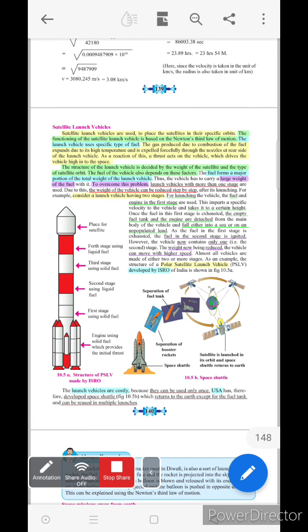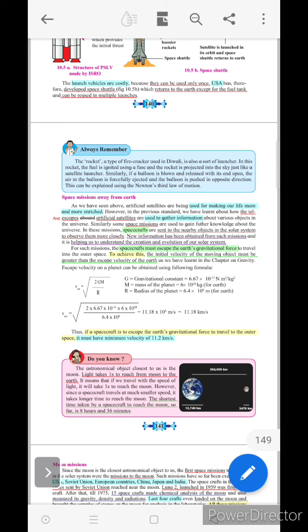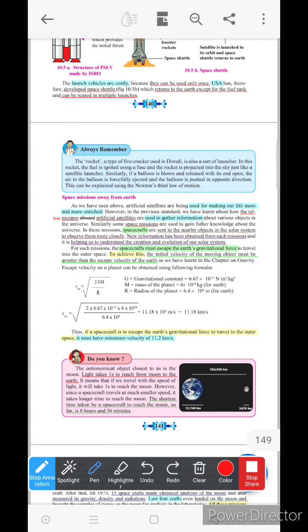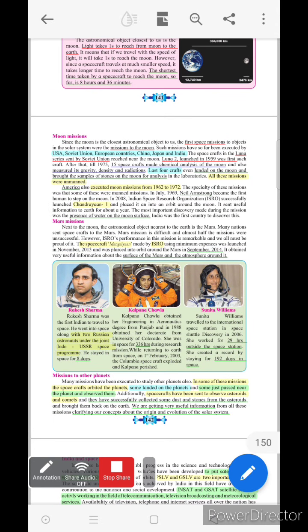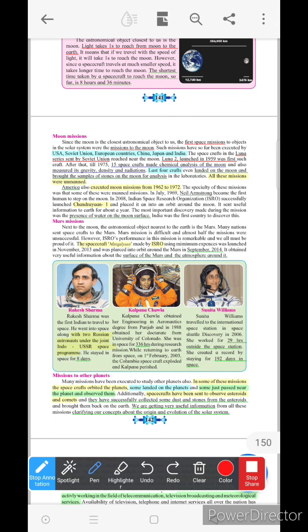There is no reduction. Page number 141. The topic Do You Know. The pink color box at the bottom of the page is removed from your syllabus for year 2020 and 21. Now we will move on to the next page, page number 142. The green color box, introduction to scientists. Again Rakesh Sharma, Kalpana Chawla and Sunita Williams. These topics are removed from your syllabus, so no question about these well-known scientists.